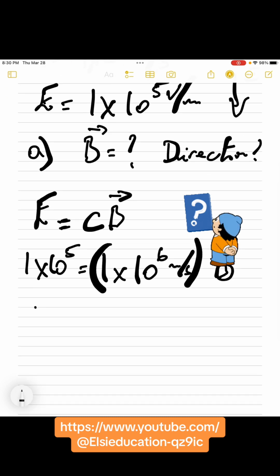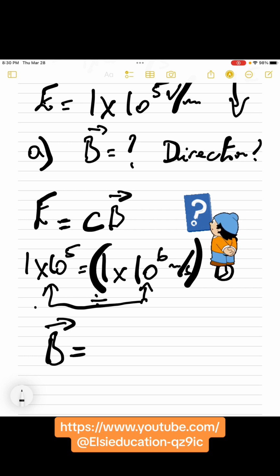So we're going to divide the 1 times 10 power 5 by the speed. We divide both sides if you want to isolate the magnetic field, and that will give us 0.1 Tesla.